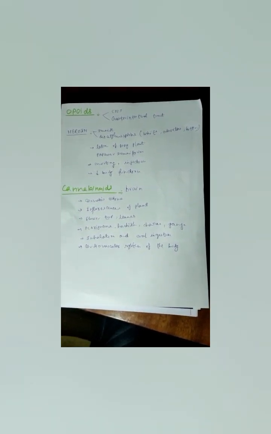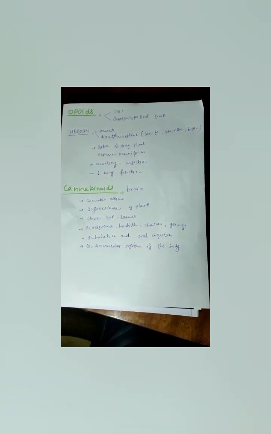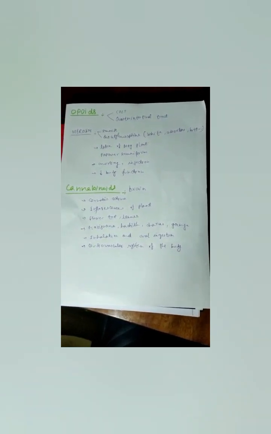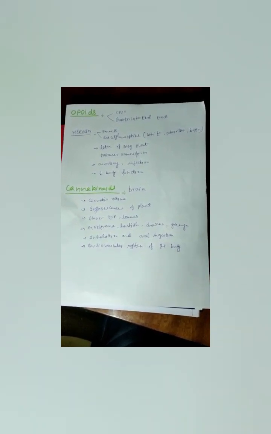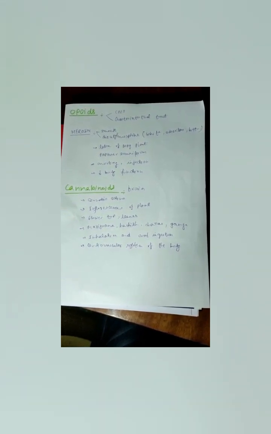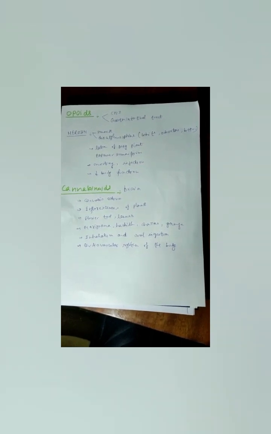The other drugs are cannabinoids. Cannabinoids are a group of chemicals which interact with cannabinoid receptors, and these receptors are present in the brain. Natural cannabinoids are obtained from the inflorescence of the plant Cannabis sativa. The flower, top, leaf, and resin of the cannabis plant are used in various combinations to produce marijuana, hashish, charas, and ganja, generally taken by inhalation and oral ingestion. These are known for their effect on the cardiovascular system of the body.